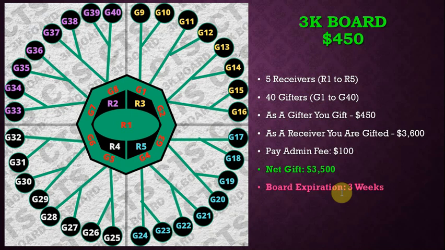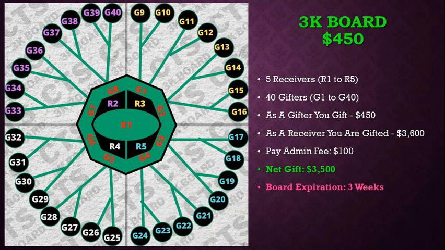If it's not filled in 3 weeks, you could get an extension, and after that, if it's not filled, we move into the next phase, where we work on getting the receivers, the core members, back their original $450 gift given. So you have $3,500 in hand. Again, you could walk away and keep your $3,500. You could gift in multiple boards. You could re-enter in a 3K board more than once if you choose to.